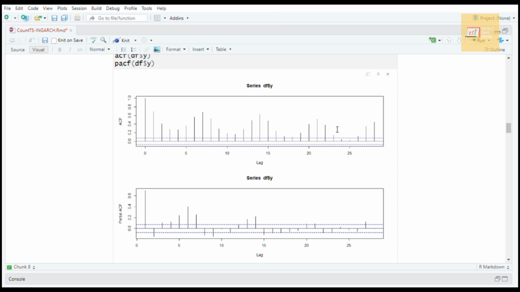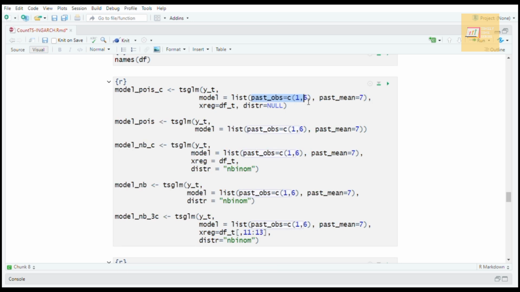Actually, looking at the ACF plot, we can see many significant values. But since we're talking about moving average about the conditional mean, I want to try to capture the seasonality by using the conditional mean. So since this is a weekly seasonality, I'm just using the past mean of lag 7, so only one value.